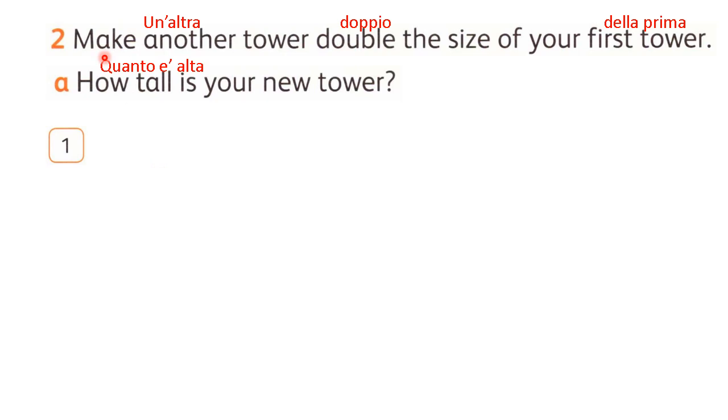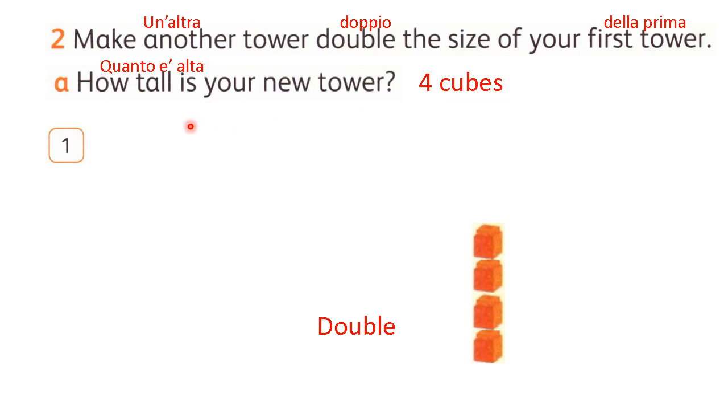As we said before, we have to make another tower double the size of the first tower. The first tower was double 1, which was 2, and double 1 is 4. So our new tower is 4 cubes tall.